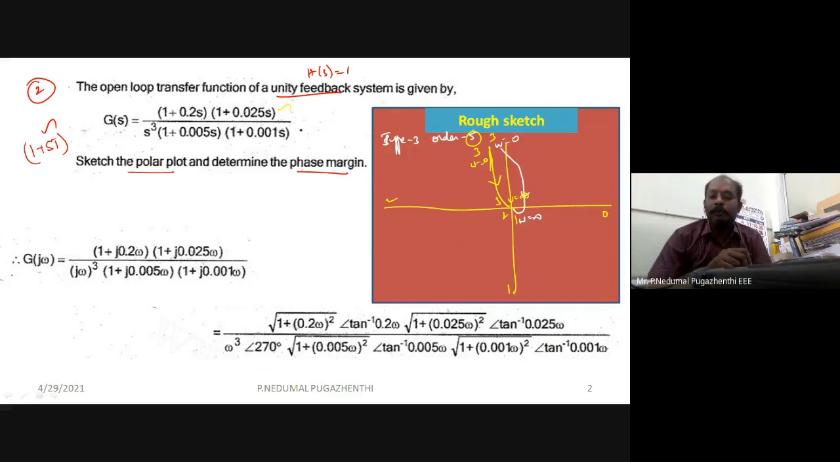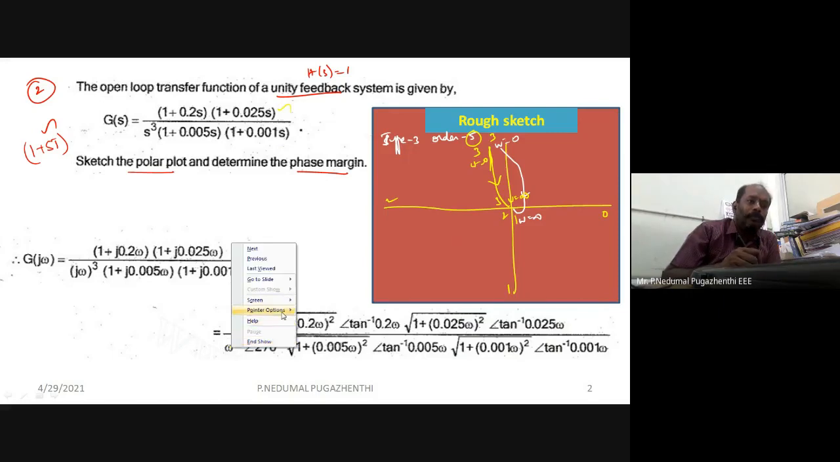Any doubts here? Any doubts available here? My actual system has type 3 and order 5, but because of the presence of the two zeros, it is reduced to 3. The order is taken as 3 because of the effect of the zeros. My graph will not look like the white one which I have already drawn, but it looks like something in this yellow color, right? We will see how it is going to change.